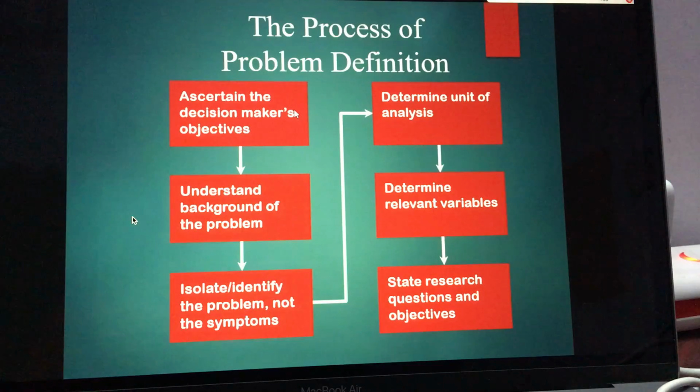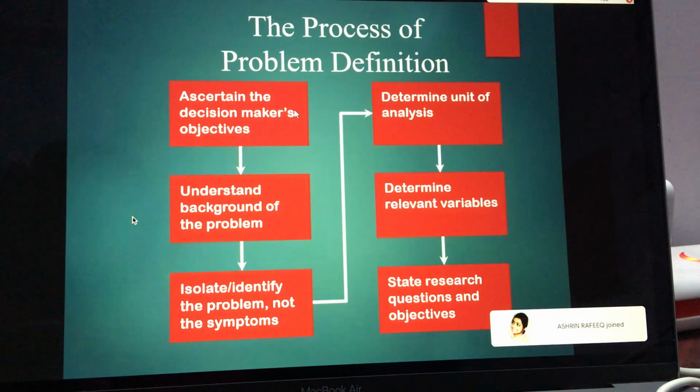So the current awareness is a variable. Perception is another variable. Brand perception of different brands is another variable. Now based on these you can specify your research objectives and questions. The first research question is: what is the current level of awareness of brands A, B and C? And what is the current level of satisfaction with brands A, B and C?